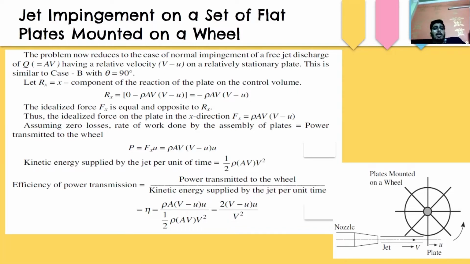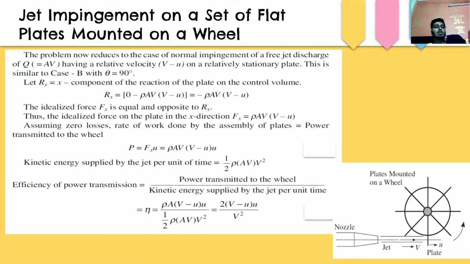Now the problem reduces to the case of normal impingement of a free jet. The discharge Q is equal to AV, having the relative velocity V − U on a relatively stationary plate. This is similar to case B with an angle of 90 degrees.